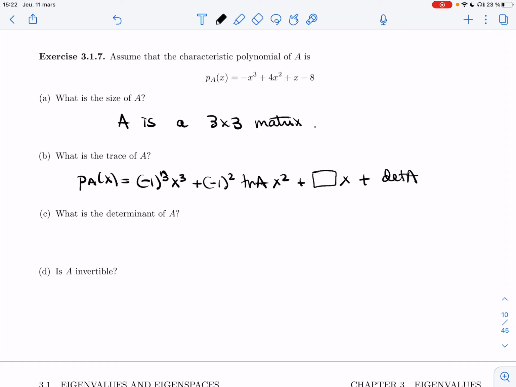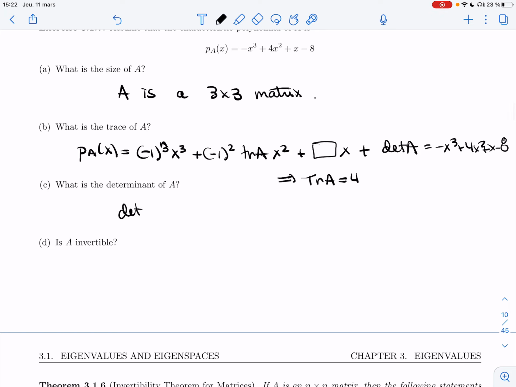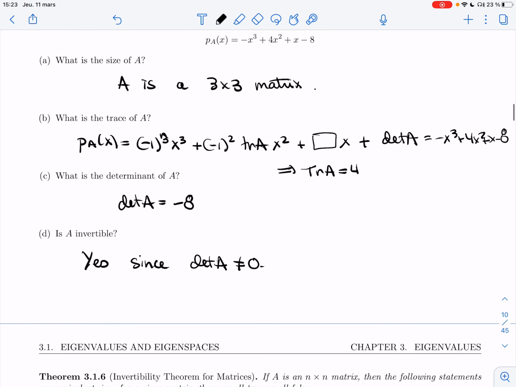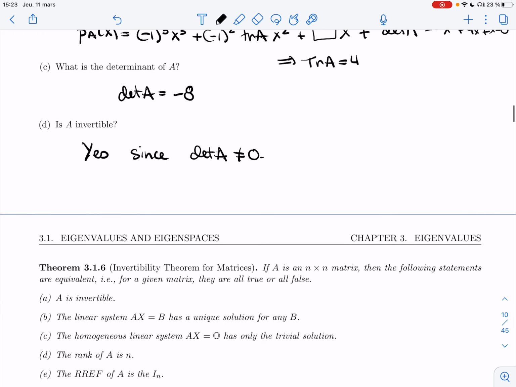And so the trace of A is 4. Let me put that underneath, it looks strange. Right, so this is minus x cubed plus 4x squared plus x minus 8. So 4 is the trace. The determinant would be minus 8. Is A invertible? Yes, since the determinant of A is not 0. And so you get invertibility tied into this.